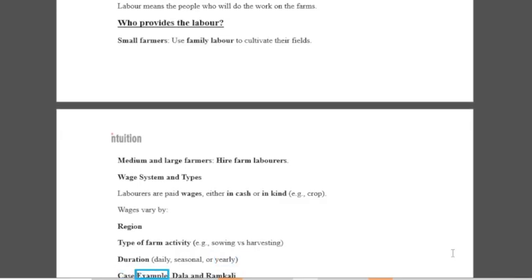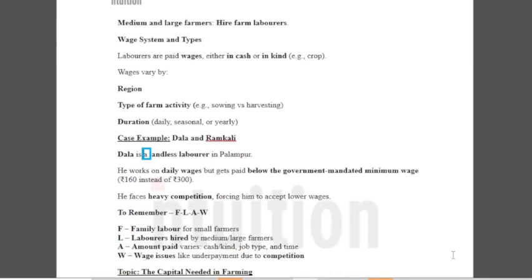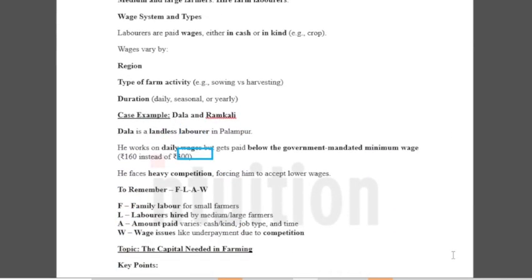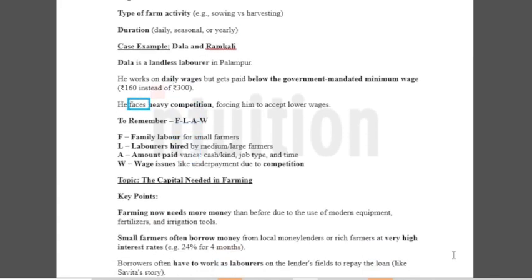Case example: Dala and Ramkalai. Dala is a landless laborer in Palampur. He works on daily wages but gets paid below the government-mandated minimum wage: 160 rupees instead of 300 rupees. He faces heavy competition, forcing him to accept lower wages.